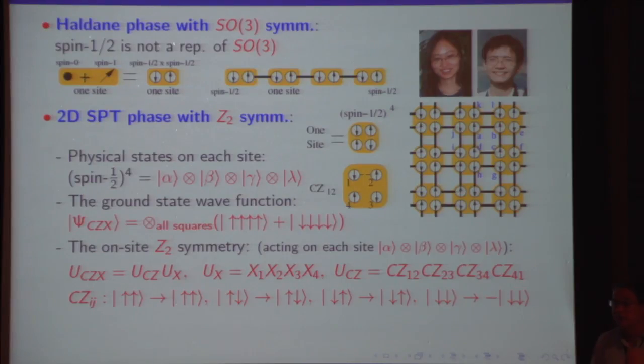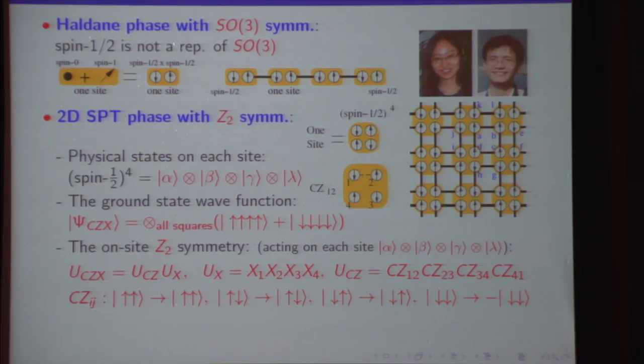So what is the Z2 symmetry? The Z2 symmetry is simple. It's just a spin flip. However, the simple spin flip is not good enough, because if you flip up to down and down to up, then each individual spin will be a representation of the Z2 symmetry. This is not what we want. We want the 16-dimensional vector space on each site to be a representation of Z2, but each of these qubits not to be a representation of Z2. So how to make that happen is this.